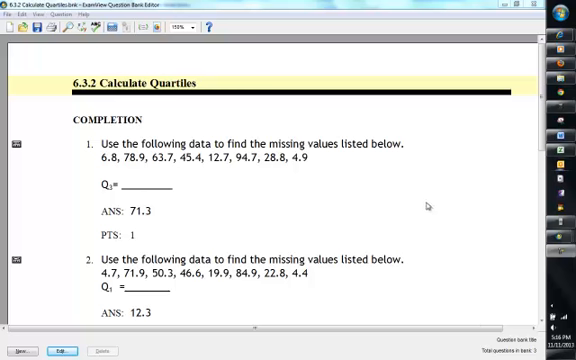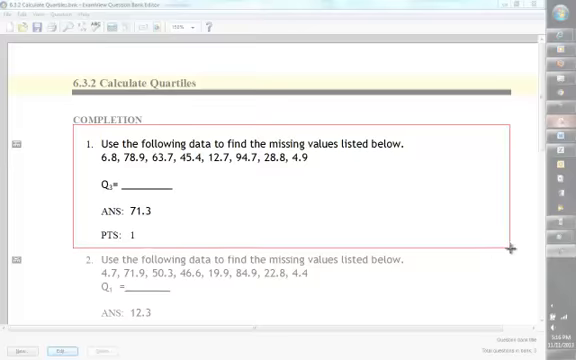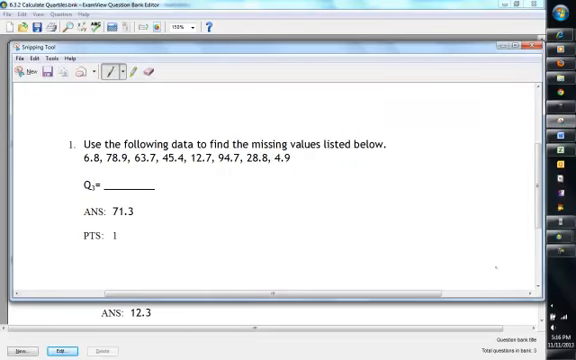All right, in lesson 6.3, we're talking about dispersion. The first thing we're going to talk about is quartiles. So let's look at how to make quartiles. Now in this case it just wants Q3, but we're going to give all three quartiles.